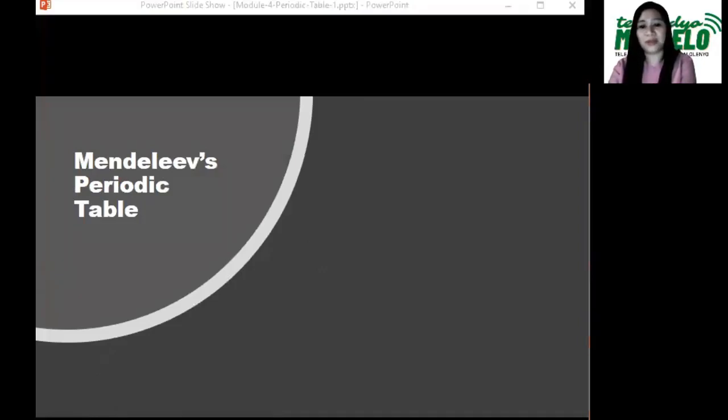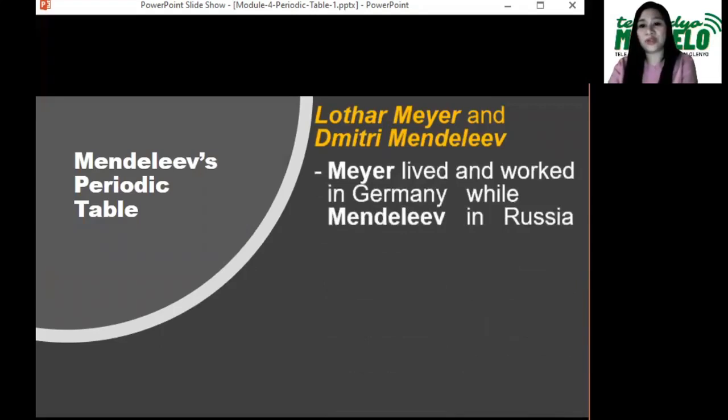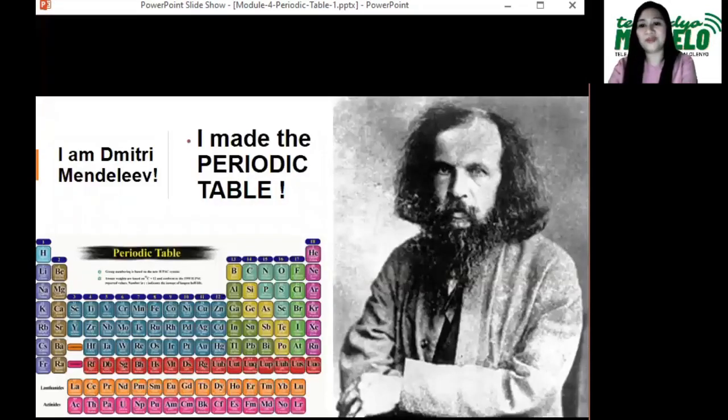Mendeleev's periodic table. The person behind this is Dmitri Mendeleev. Dmitri Mendeleev and Lothar Meyer came up with the same idea, although they did not know each other. Meyer lived and worked in Germany, while Mendeleev worked in Russia. They had the same idea to arrange the elements in order of increasing atomic mass while putting in groups those with similar properties. Dmitri Mendeleev was known as the father of the periodic table.